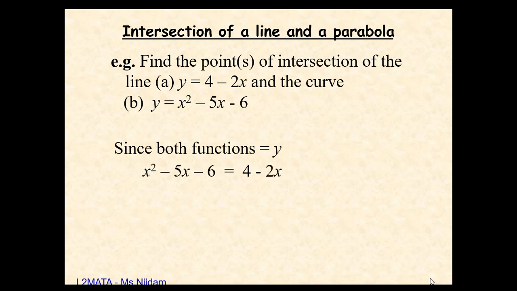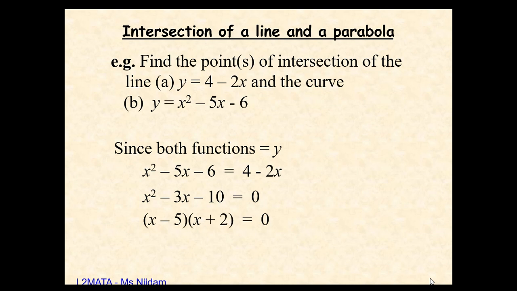This gives us x squared minus 5x minus 6 equals 4 minus 2x. Our next step would be to move all of the terms over to the left-hand side and therefore set the equation equal to 0. In doing so, this would simplify to x squared minus 3x minus 10 is equal to 0. At this point, we would then look to factorise it, thinking what two numbers multiply together to give negative 10, but add together to give negative 3.